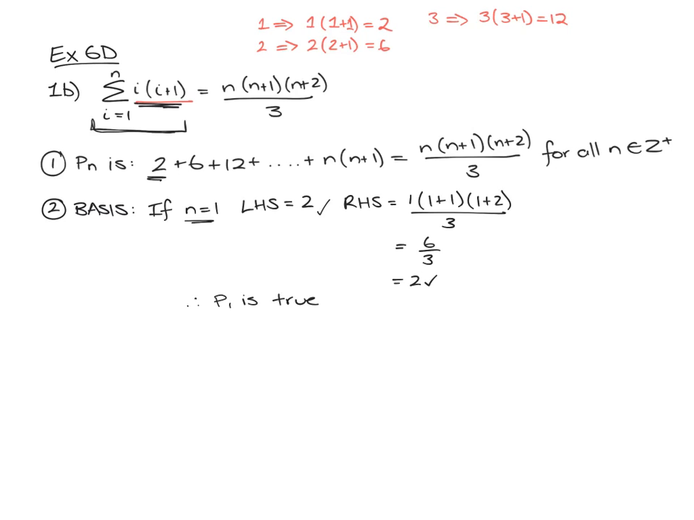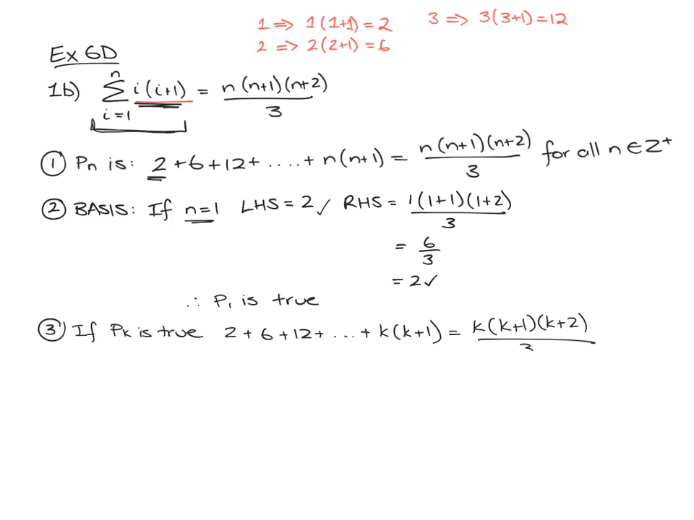Yeah? What was our third step? Pk. So we say if Pk is true, because remember at this stage we're assuming it's true, we're going to have, what do we got? 2 plus 6 plus 12. And what do we do with that last term? k times k plus 1. Yep, perfect. So we change the n to k's. And what about on the right hand side? k times k plus 1 times k plus 2. Love it.